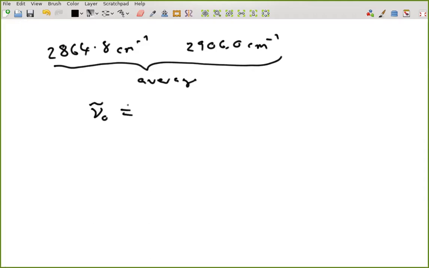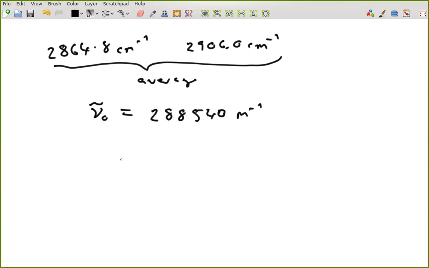And so we can get that in terms of, remember that you're going to have to put it in terms of meters. So you should get something like, it should be quite a large number. Something like 288,540 meter to the minus 1. So it's a really large number.